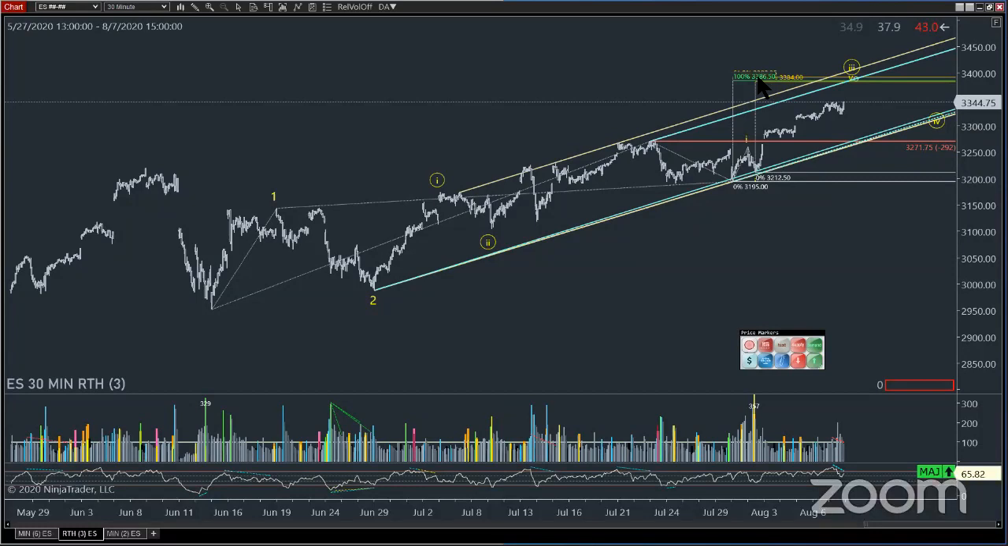So we're headed to right here, 3387, 3390, right around 3400. I'd say we're going to be putting in the end of this third wave. Yeah.